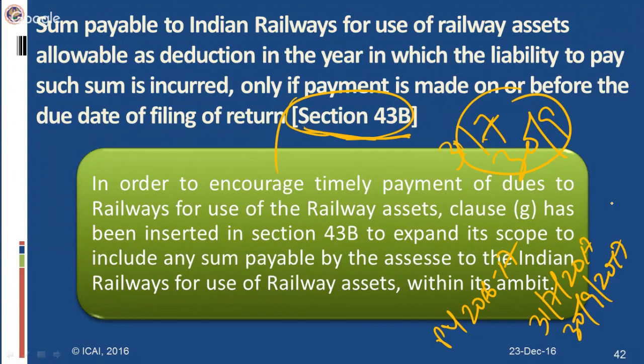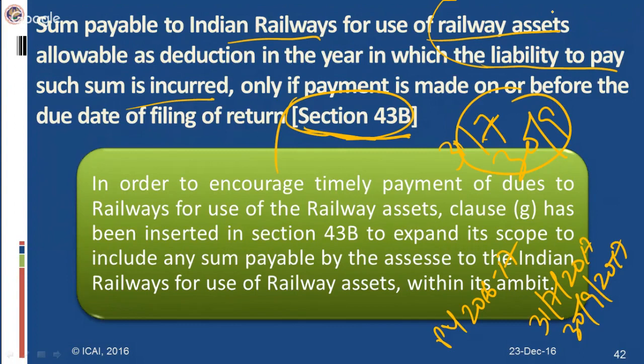This year, what is added is any sum payable to Indian Railways for use of railway assets, which will be allowable as a deduction in the year in which the liability to pay such sum is incurred, only if the payment is made on or before the due date of filing of return. Railway assets, basically what do they include? They include railway wagons, railway sidings, platforms, or any other immovable property belonging to the railway.